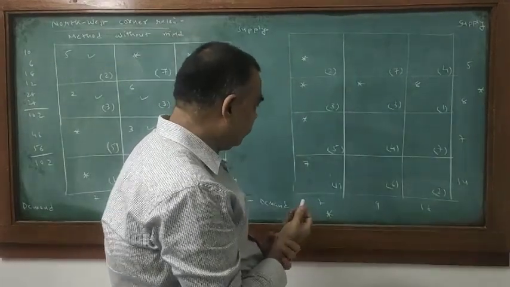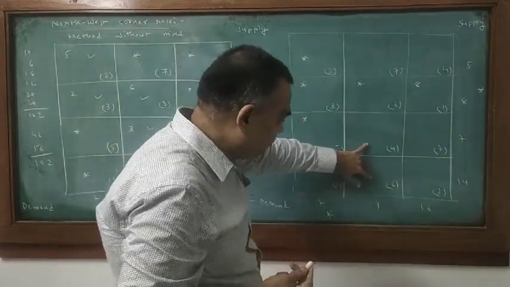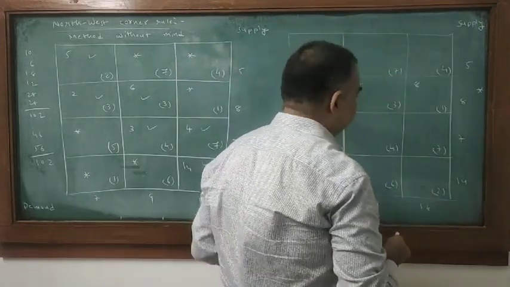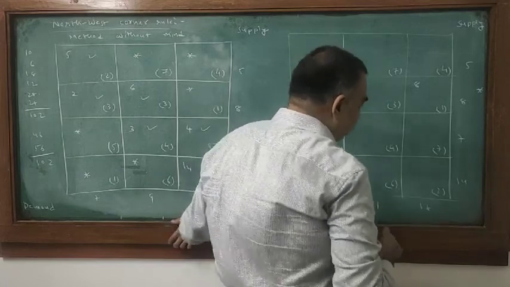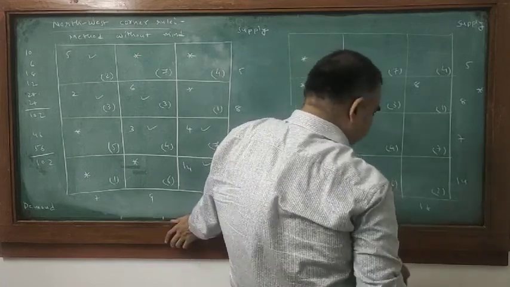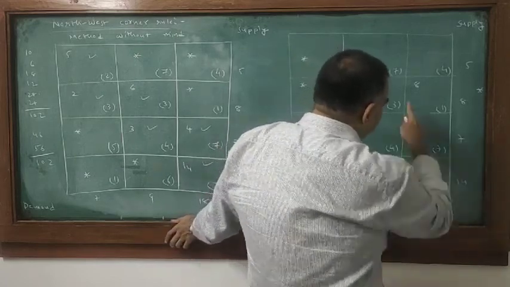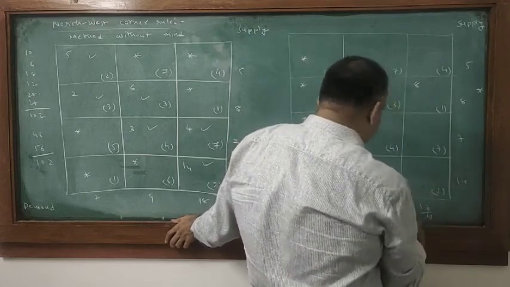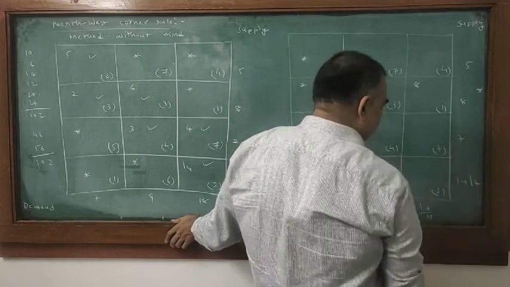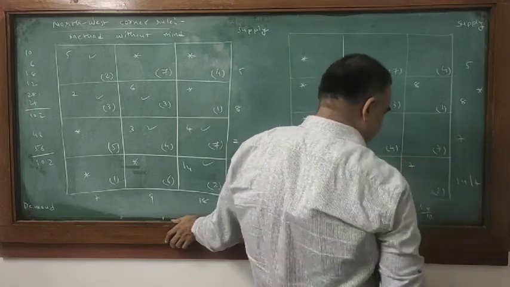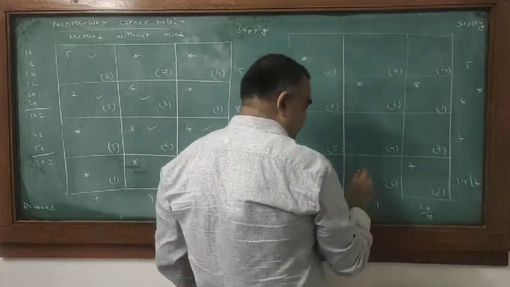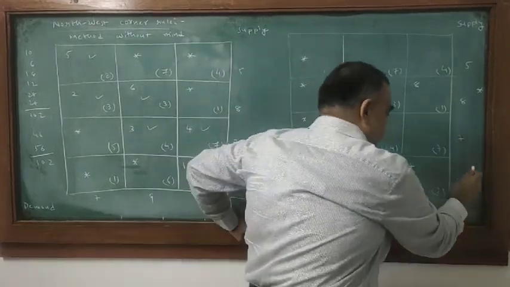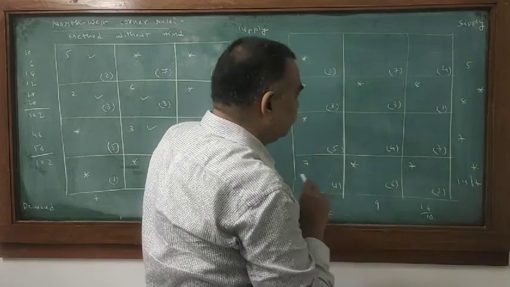Then among the remaining, what is available? 4, 6, 2, 7, 4, 7 means 2 is the minimum. How much can we use? Here 10 is available and 10 required, and here 7 is available, so we can apply only 7. Okay, this is done. Now only 3 remain.